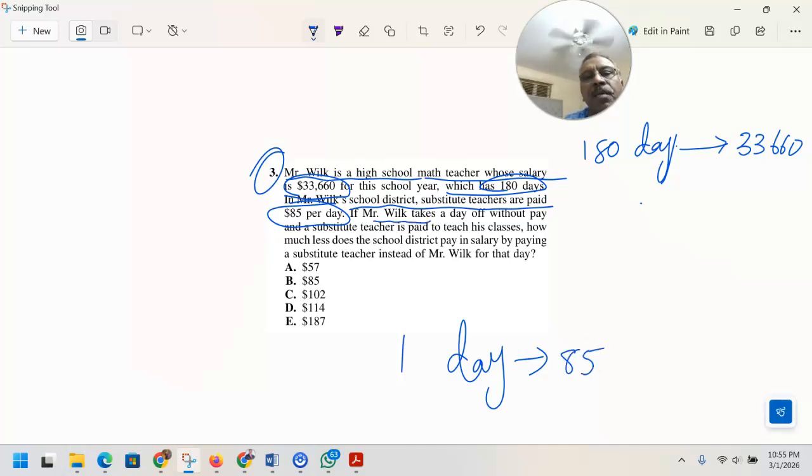If Mr. Wilk takes a day off without pay, and a substitute teacher is paid to teach his class, how much less does the school district pay in salary by paying the substitute teacher instead of Mr. Wilk for that particular day?